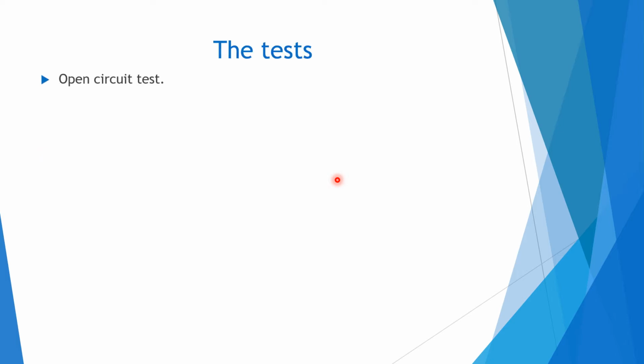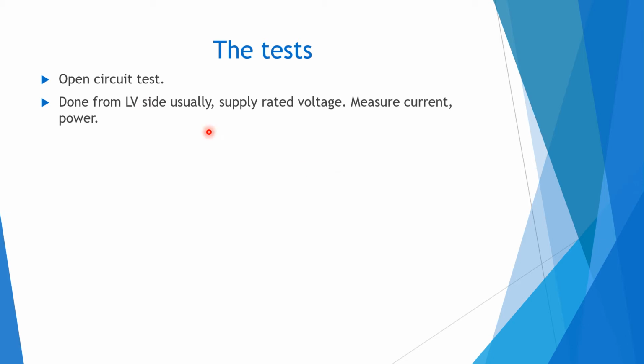The first test is called an open circuit test. This is usually done from the low voltage side. What is the low voltage side? It is the side of the transformer with the lower number of turns, so it is at the lower voltage. You supply the rated voltage at the lower voltage side and you open circuit the higher voltage side. There is nothing there.